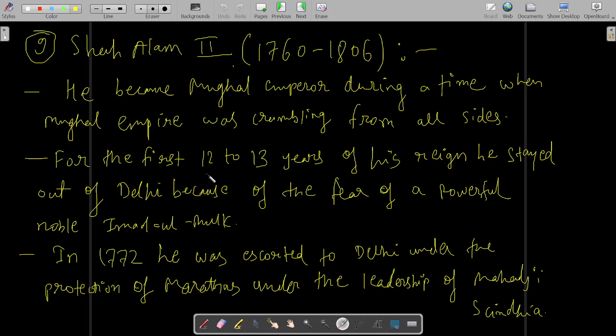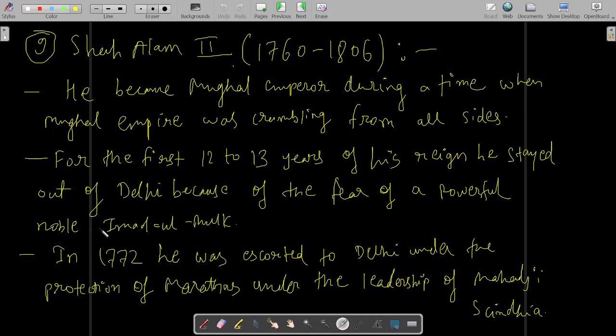Though he was a Mughal emperor, he stayed out of Delhi because of the fear of his own noble Imadul Mulk. So it's a very funny situation. The king is afraid of his noble. What kind of king he should have been? You can imagine how weak he would have been.